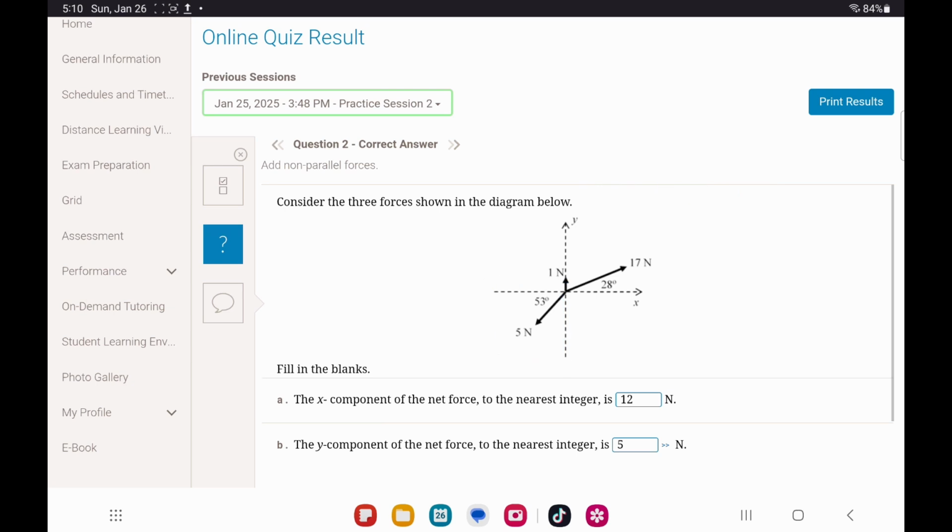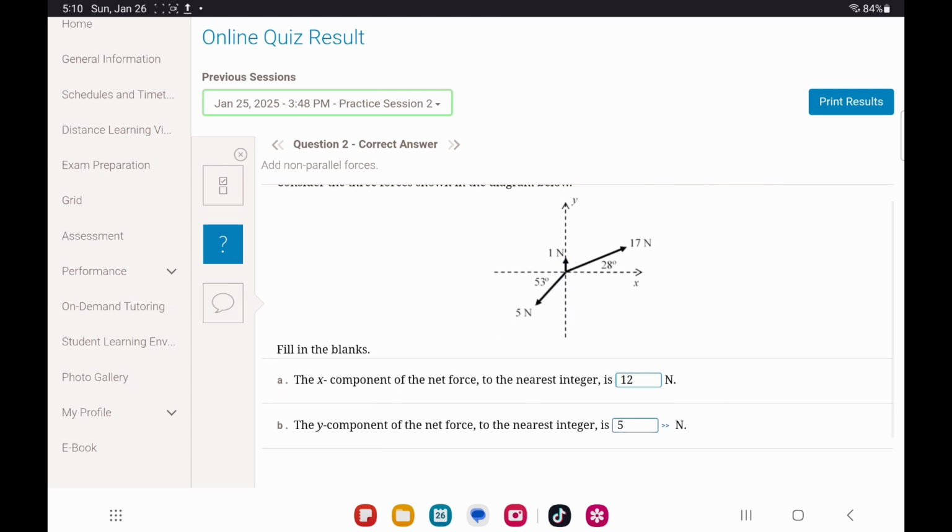Here we have an extra 1 newton, and it's going along the y-axis, which is the vertical, which is sine. So we have to add this 1 to our answer for the sine, because it's on the y-axis. That's just the rule. So answer plus 1, and you get 4.98. To the nearest integer, you get 5.